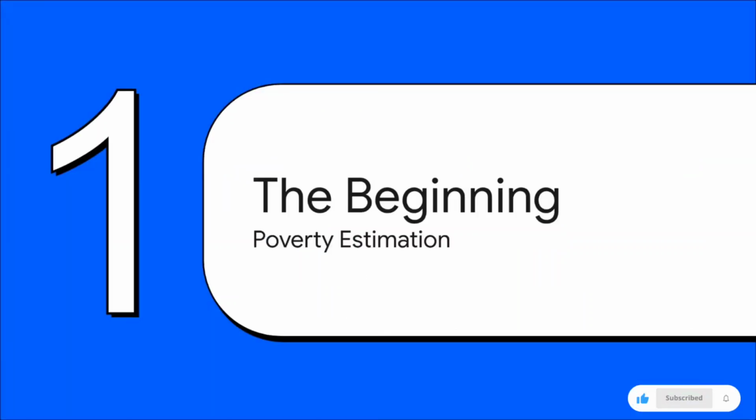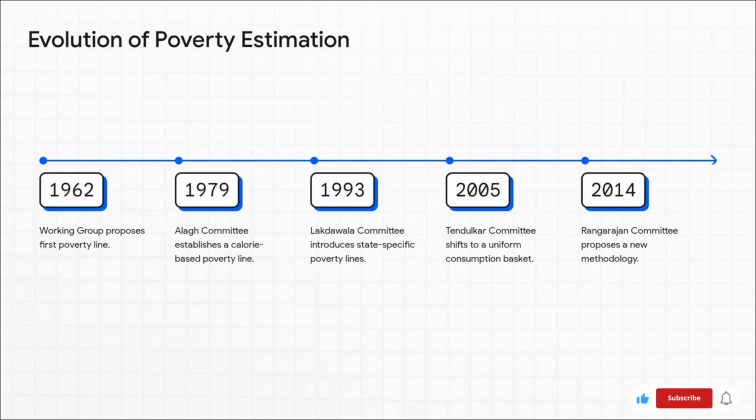So, let's kick things off by going back in time. We need to understand how India first started to put a number on poverty. This foundation is absolutely key to making sense of all the changes that came later. This timeline really lays it all out for us, doesn't it?